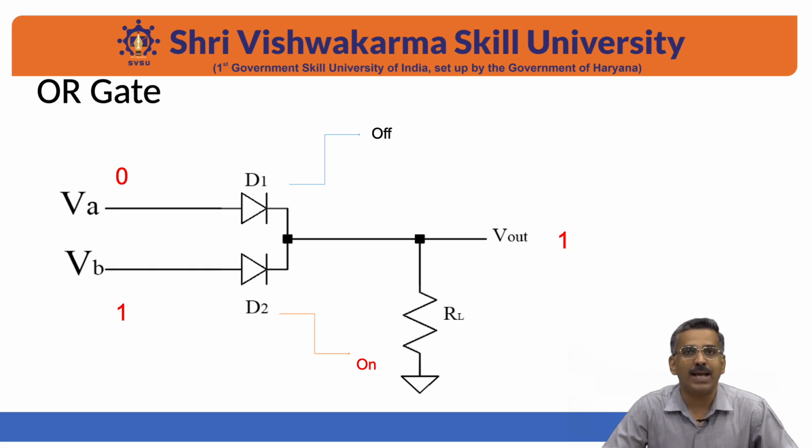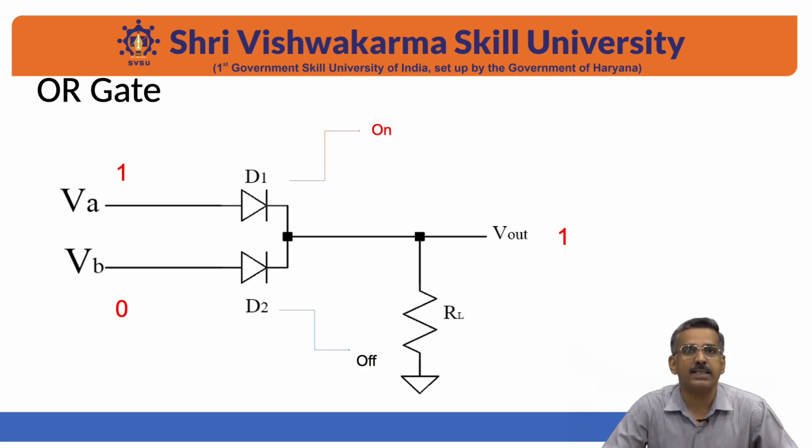Now we apply the third case. Under this case, we are applying a high voltage, that is 1 at VA and 0 at VB. Under this condition, diode 1 will be active and will remain on, while diode 2 will remain off. Now we take the output across the resistor RL. Under this condition, the output will be equal to 1.